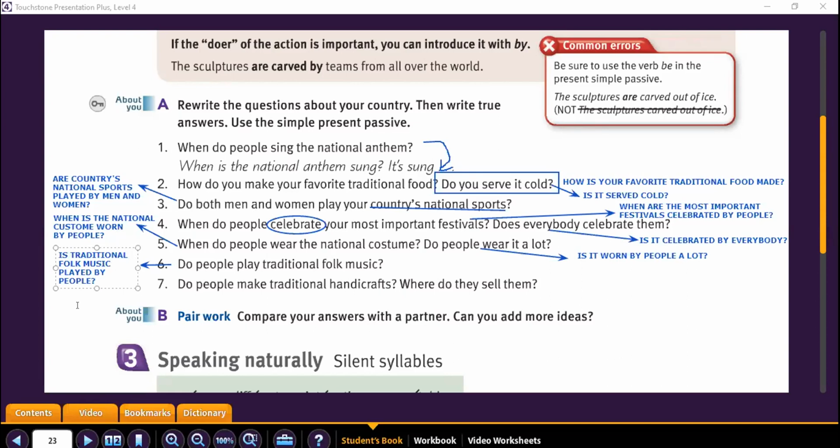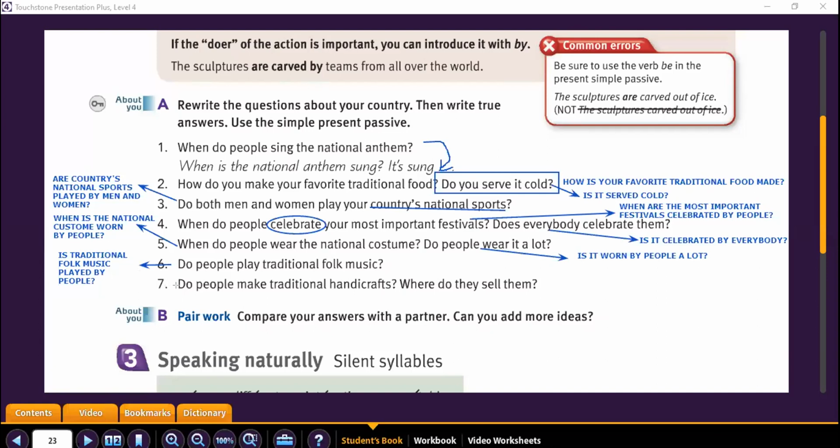Excellent, guys. Muy bien. Es la música tradicional tocada, ¿no es cierto? Por la gente de este lugar. Yes, thank you, guys. So is traditional folk music played by people? Let's move to the last two questions. Vamos a las dos últimas.